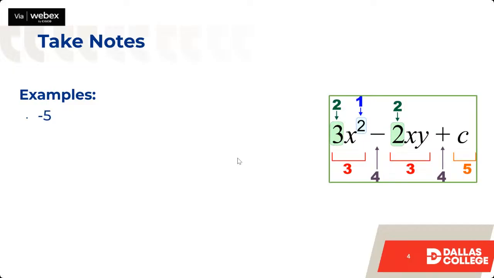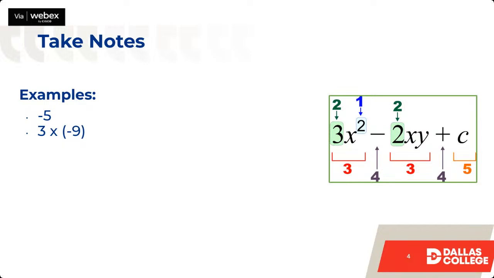Who can unmute their mic and read this mathematical expression? Any bold people out there? -5? -5 is correct. Thank you, Isabel. Patricia, read the next one. Great job, Isabel.